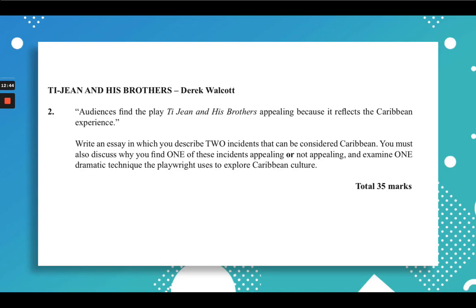Next week, we will be looking at another question. I believe this is from the May 2019 paper. Audiences find the play Teja and His Brothers appealing because it reflects the Caribbean experience. So you can already start brainstorming, and I will try to upload a video about this one next week.